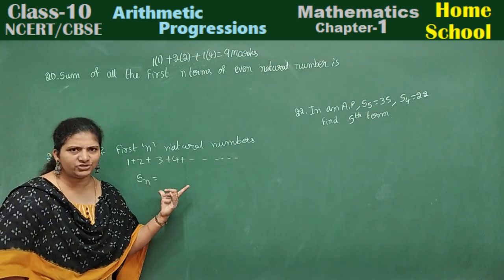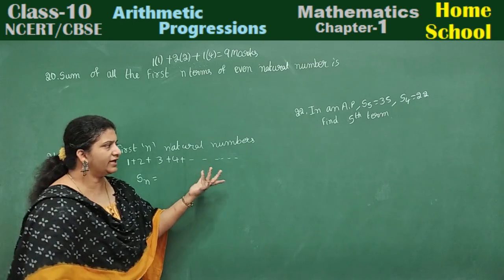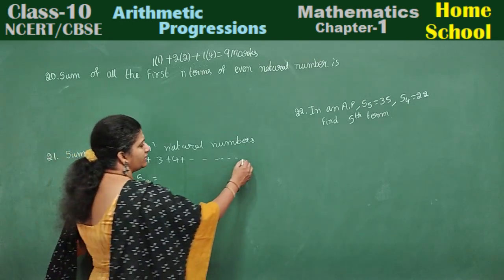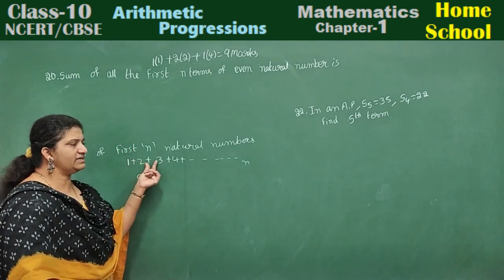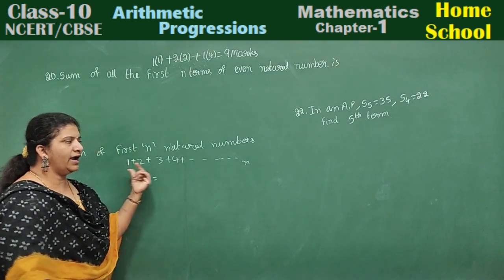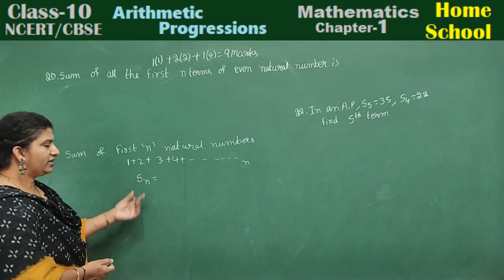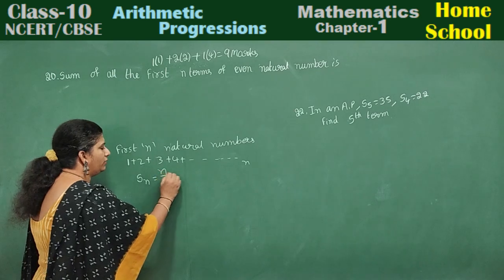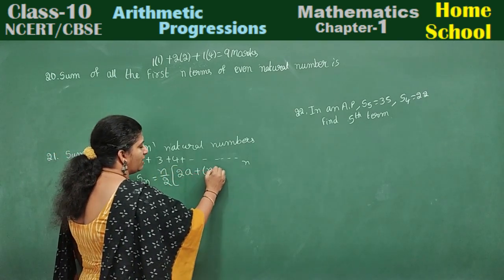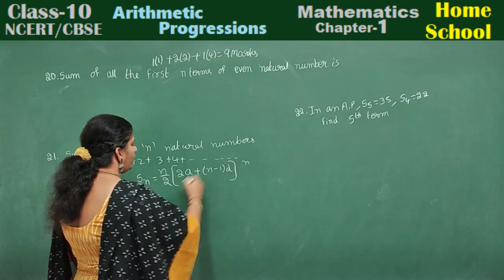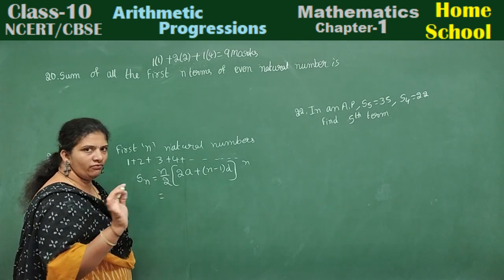Sum of first n natural numbers means 1, 2, 3, 4, and so on. Where it ends, I don't know. Let me say that number may be n. So sum we need to take here. So add all the numbers. Up to how many numbers you will add? We don't know, right? We take the formula. Sn is equal to n by 2 into 2a plus n minus 1 into d. Formulas, you should be perfect. You may get 1 mark if you write only formula.